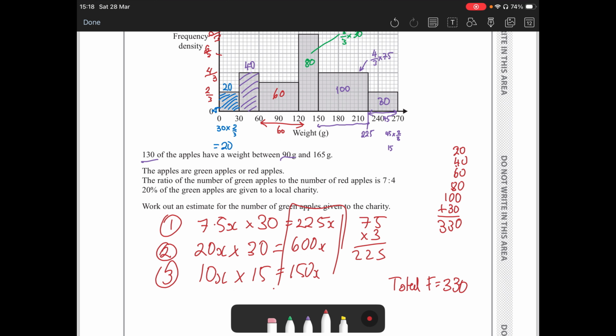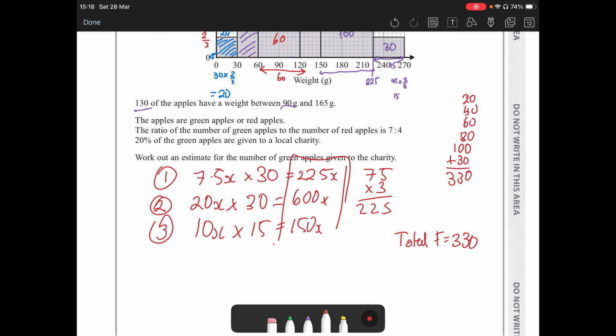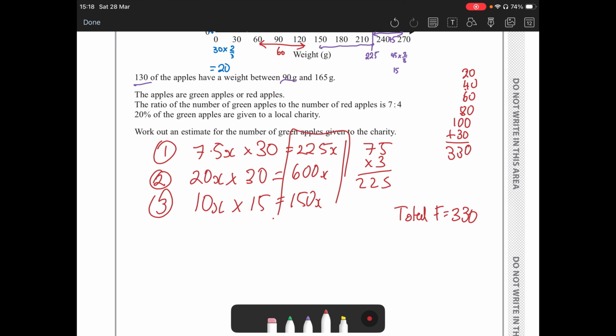What else do we know? We know the total. So we know that there's 330 apples in total. The apples are green or red. The ratio of the green apples to the number of red apples. So we'll assume that they're equally distributed, red and green. Okay, right. So the next bit, we did the hard bit, really, didn't we?